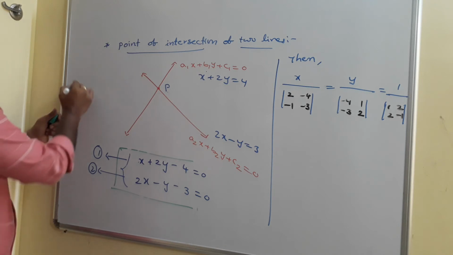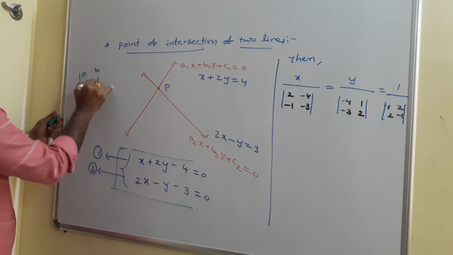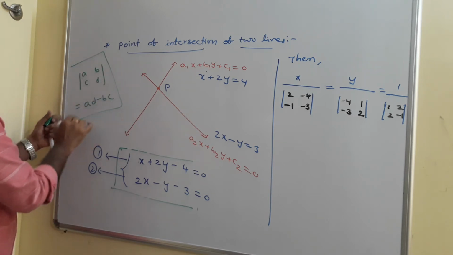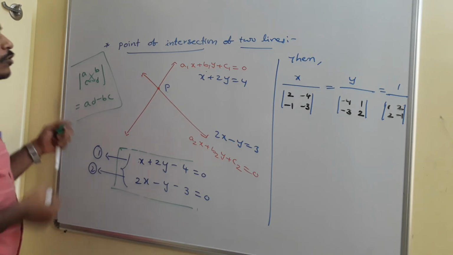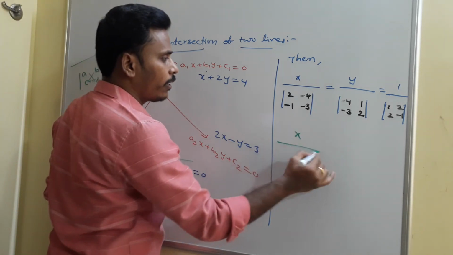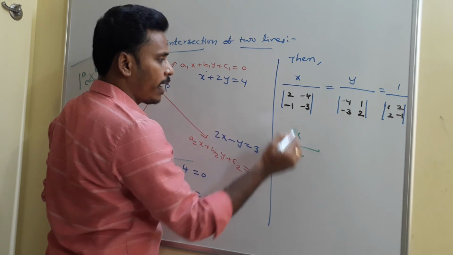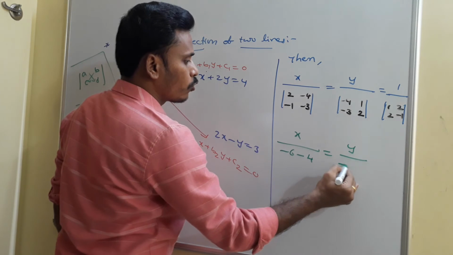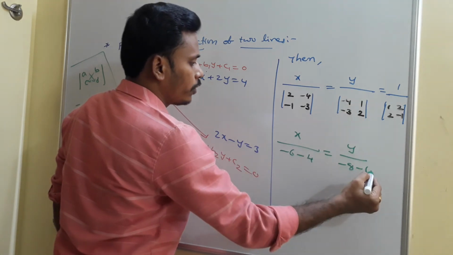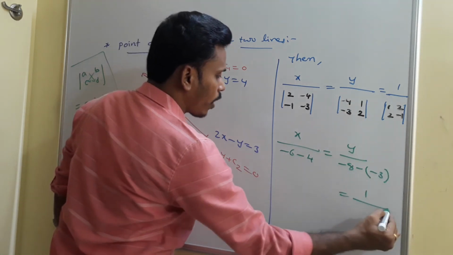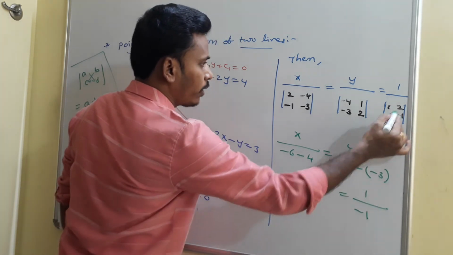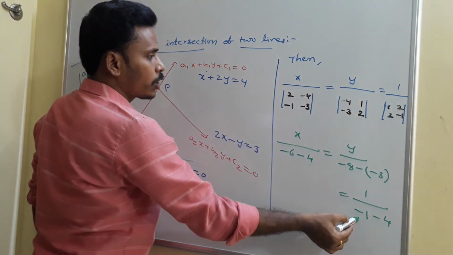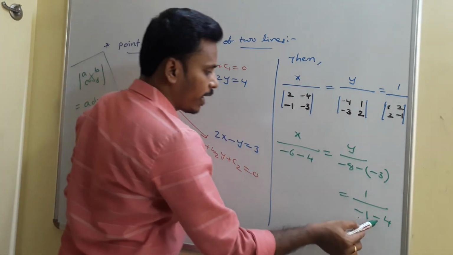Determinant means, I think you are all familiar. If you have the numbers like this a, b, c, d, its value can be calculated using AD minus BC, right? Just the product of these two minus the product of these two. So use that. Then x divided by product of these two, minus 6, minus product of these two, 4, is equal to y divided by product of these two, minus 8, minus product of these two, minus 3. That is equal to 1 divided by product of these two, minus 1, minus product of 2 into 2, 4. Just look there. Product of 1 into minus 1 is minus 1. Already one formula is there.